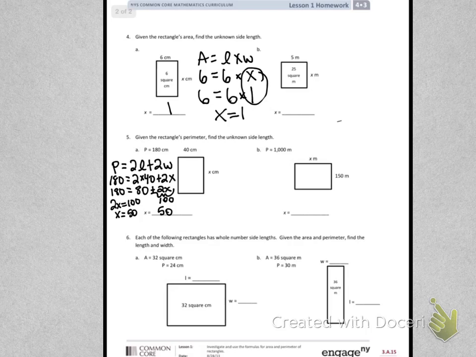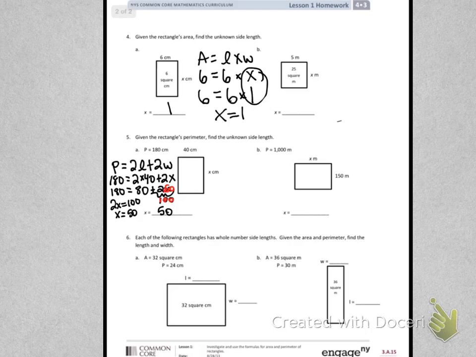Let's go back and just double check that really quick. If you put a 50 in for X, and we're going to multiply 2 times 50, do we get 100? Yes. 80 plus 100 would give me 180. So X equals 50.